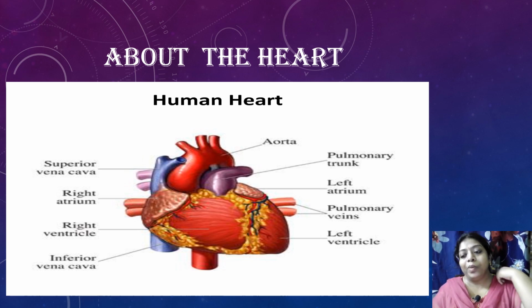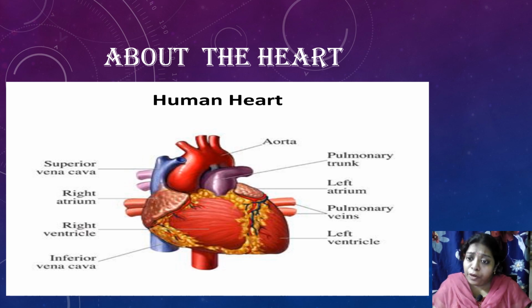So what is a human heart? How do we define a human heart? A human heart can be defined as a muscular organ which pumps the blood throughout the body. If you talk about the location of the heart, it is located in the middle cavity of the chest region, exactly between the lungs.